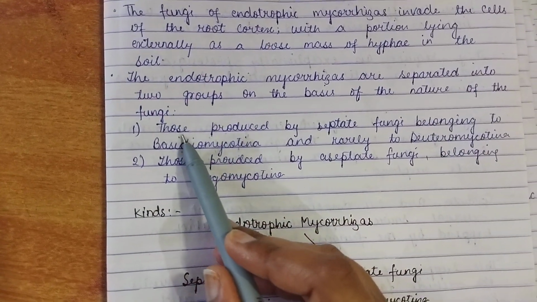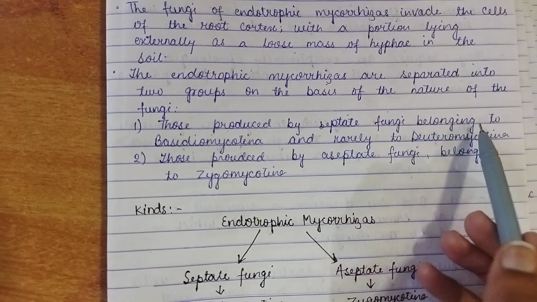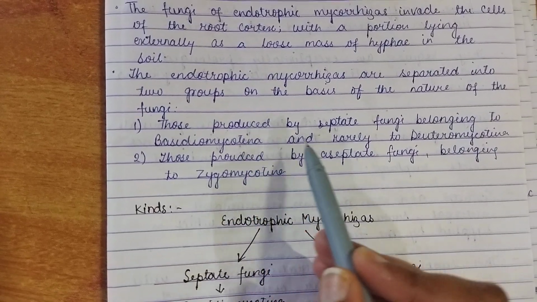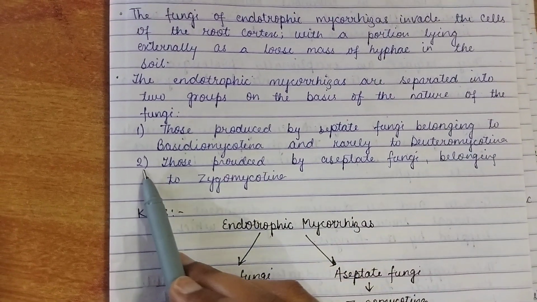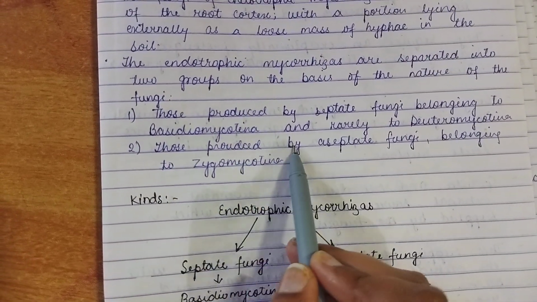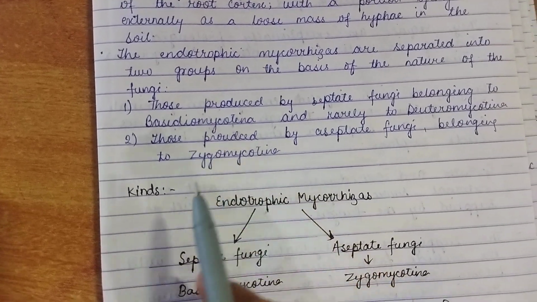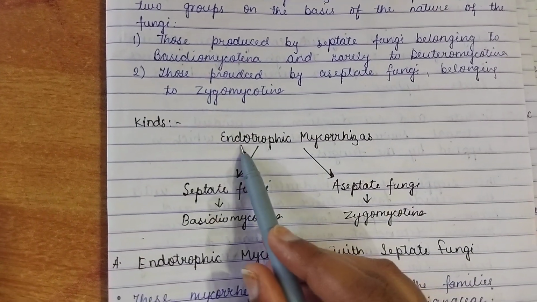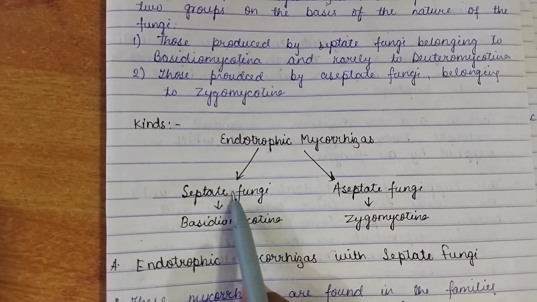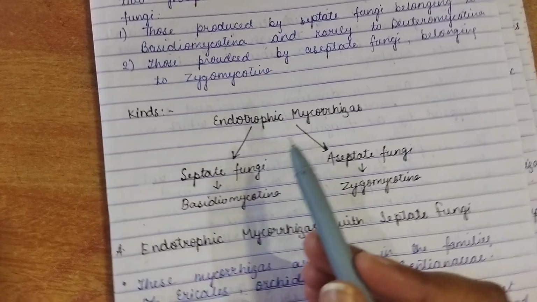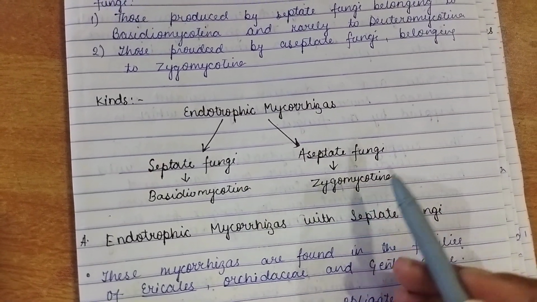First one is those which are produced by septate fungi belonging to Basidiomycotina and rarely to Deuteromycotina. Second one is those which are produced by aseptate fungi belonging to Zygomycotina. So the kinds of endotrophic mycorrhiza are: first, produced by septate fungi which come into Basidiomycotina; second, aseptate fungi which come in Zygomycotina.